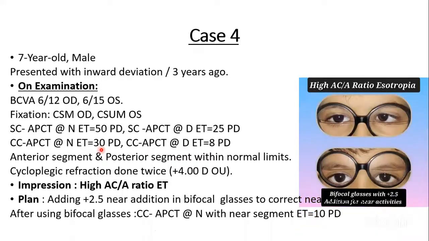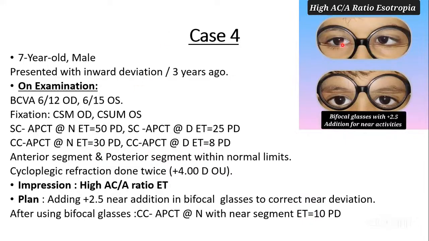Okay. So this is the patient. You can see here at near, he has a large deviation with the distance segment of the glasses. But with the near segment, the bifocal segment, he has straight eyes. So that is one type of patient with high AC/A ratio. If the patient is having good alignment at distance with the glasses, we will just add bifocal to manage the residual eso at near.